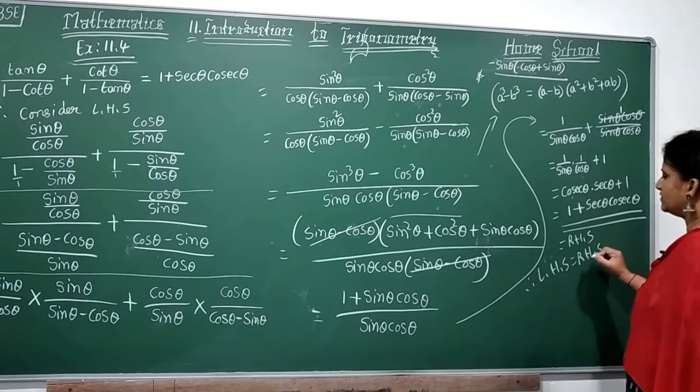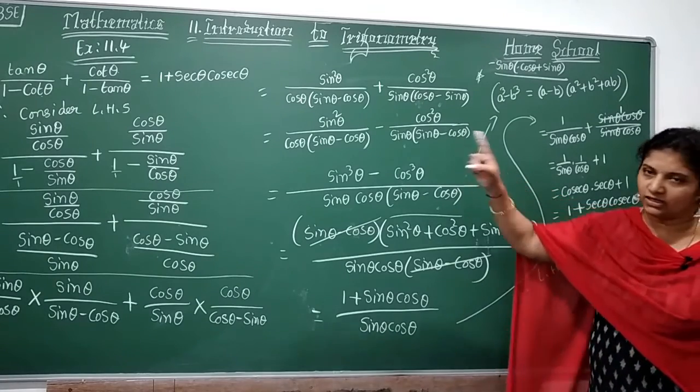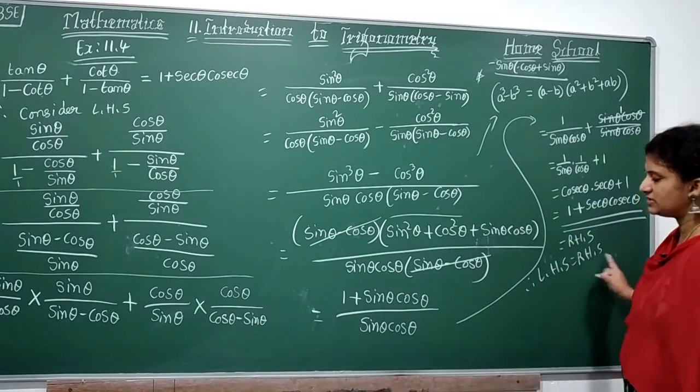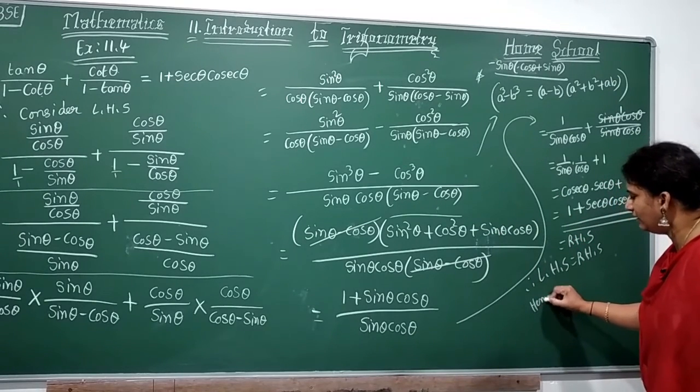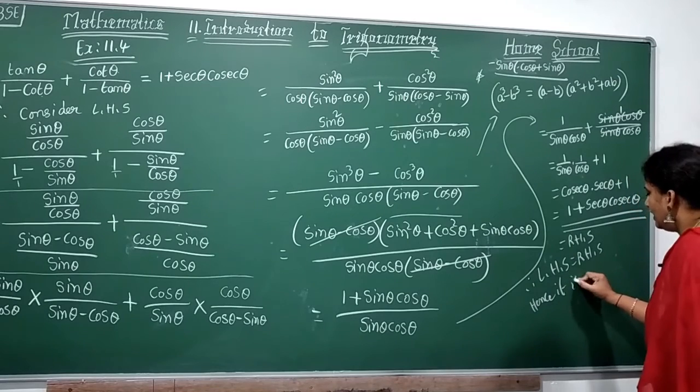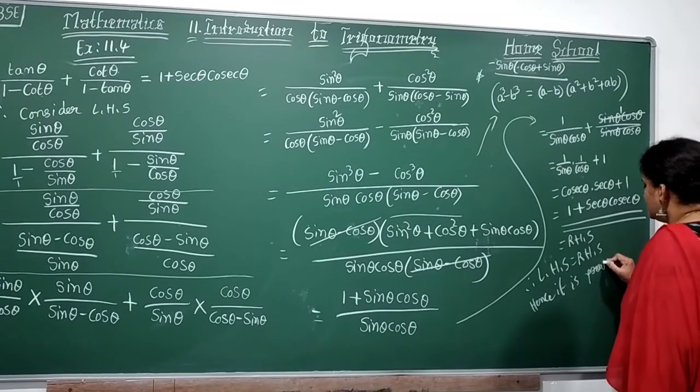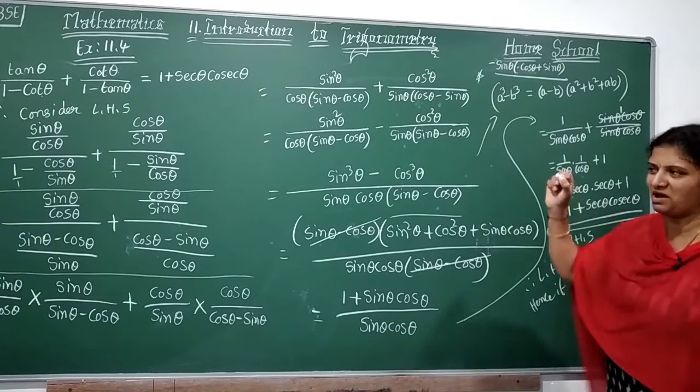Children, it's not sufficient here. You have to rewrite your question. Therefore, LHS is equal to RHS. Write the question again and say that. Hence, it is proved. With this, we are going to end this very small problem.